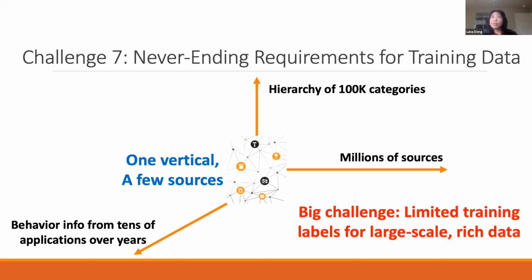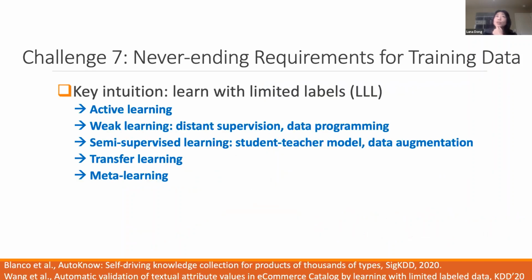The next challenge is related to the previous one, and that is about the never-ending requirements for training data. Different categories have different characteristics of data. Different sources definitely have different data distributions. And how can we get training data for so many different cases, different scenarios? Here we really need to learn with limited labels. There are many techniques related to this: active learning, weak learning, semi-supervised learning, transfer learning, meta learning. Normally we thought, okay, in industry the companies are rich and we can get a lot of training data. The problem is the scale is also so big, and we have to learn to train the models with very limited labels, because we just don't have the time and the resources to collect so many training labels.